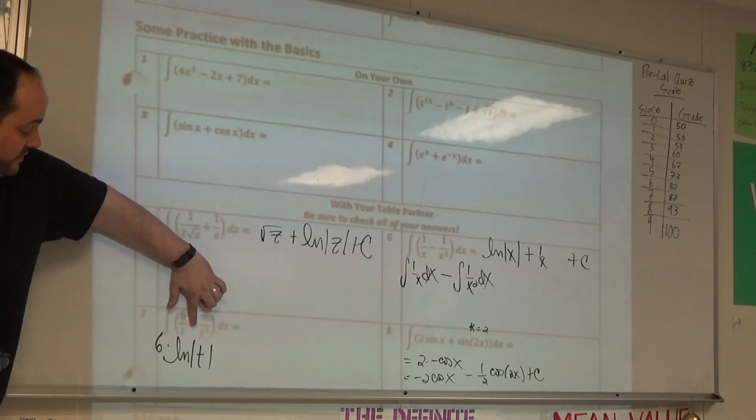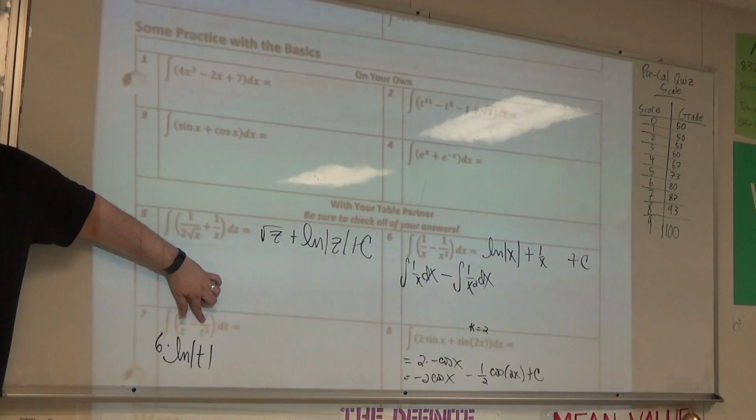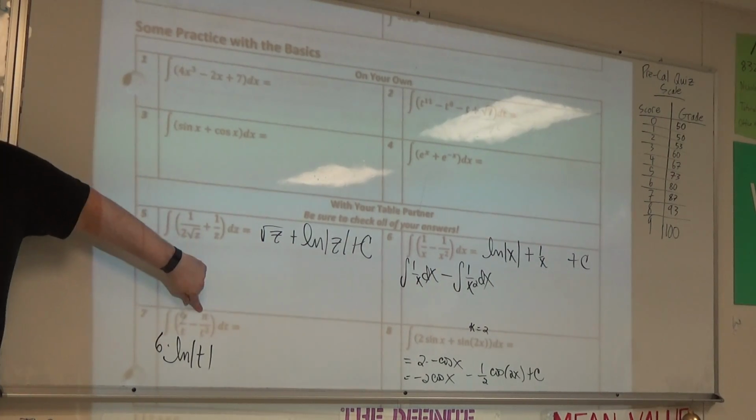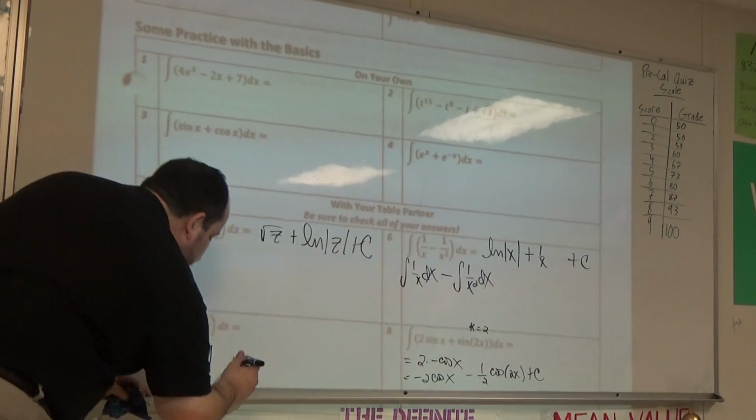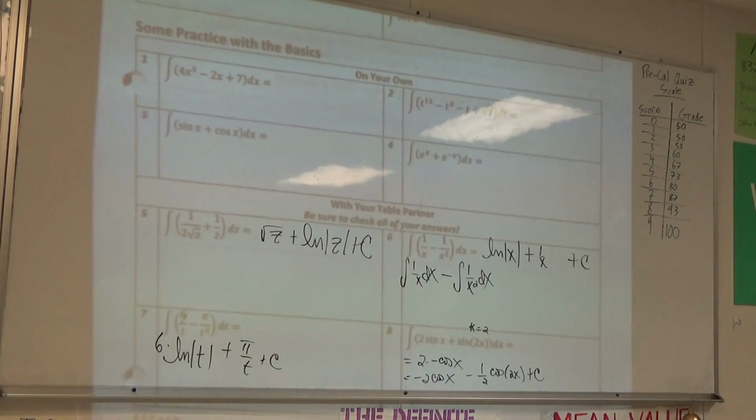The antiderivative of negative 1 over t squared. What's the thing that has negative 1 over t squared as its derivative? 1 over t. Well, I need pi times that. So this is going to be plus pi over t plus C.